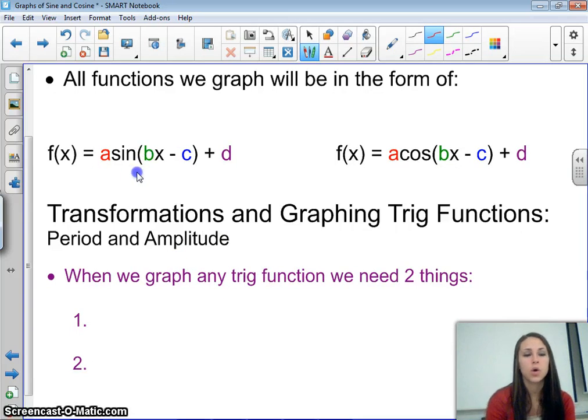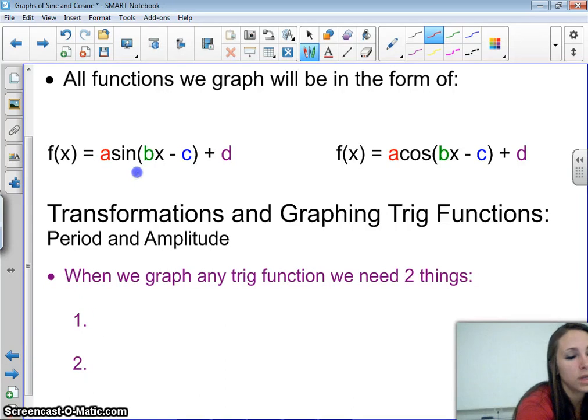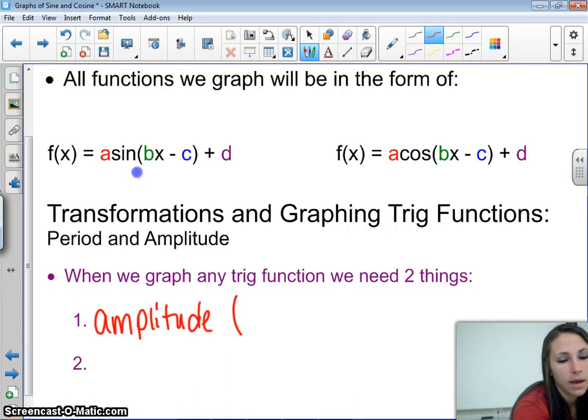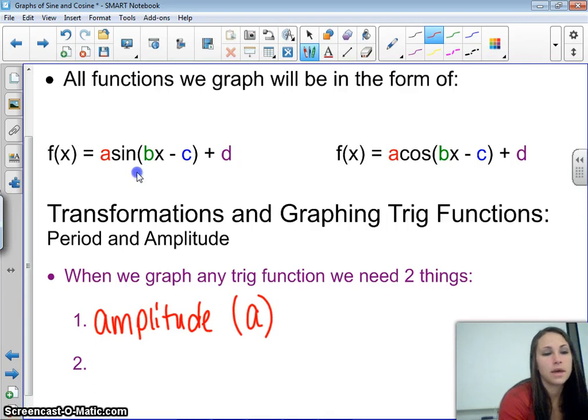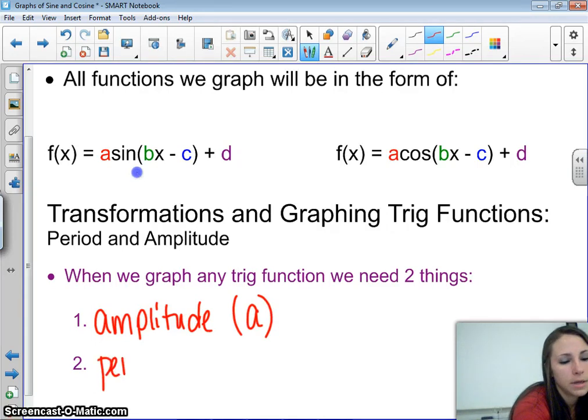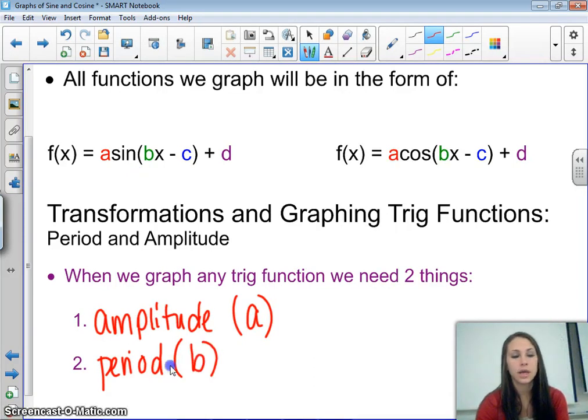And so when we graph any trig functions, we need two things. First, we need the amplitude, and that's just going to be given by the letter A. And then second, we need the period, which is going to be influenced by the letter B. And so we're going to look at how to find both of these. First, we're going to look at the period, even though I listed it second. We're going to look at the period first.